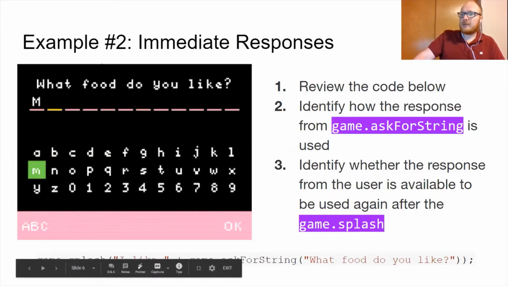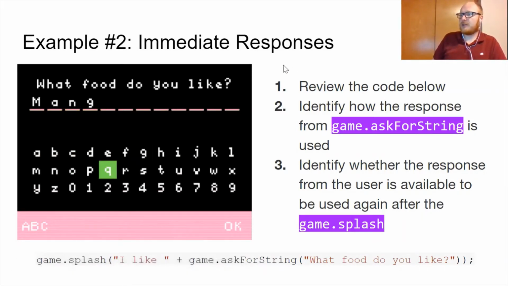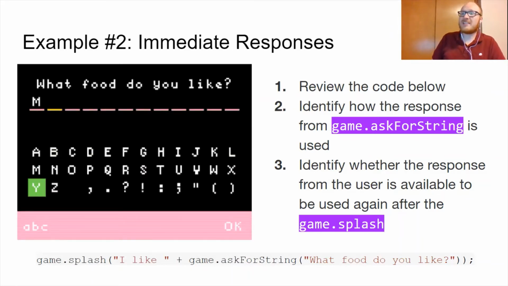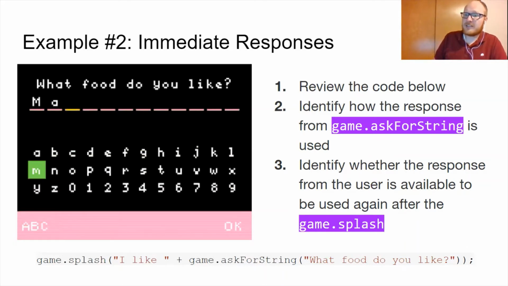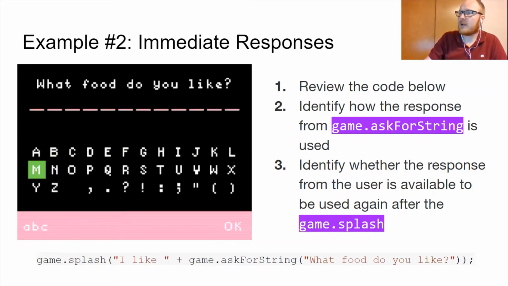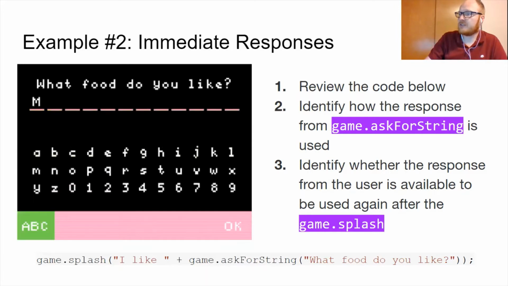So here's example 2. I want you to look at this code, identify how the response from game.askForString is being used, and identify whether the response from the user is available to be used again. In this case, I have game.splash I like plus game.askForString, what food do you like? So how is the response from that game.askForString being used? And will it be available to use later?